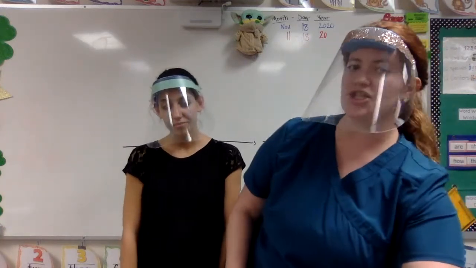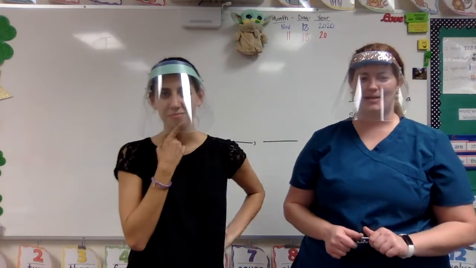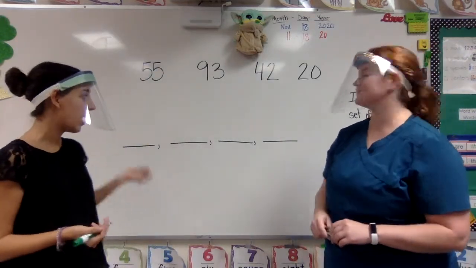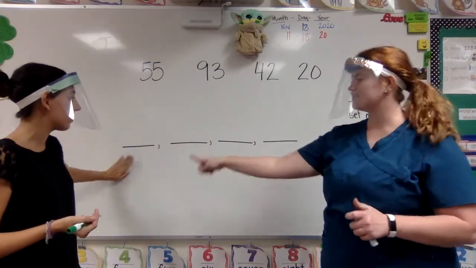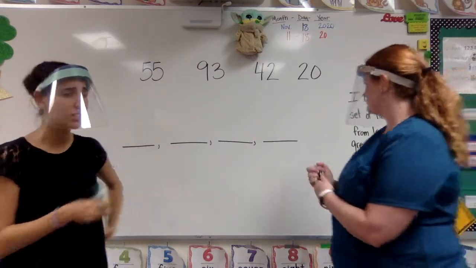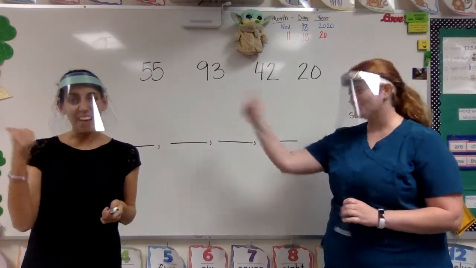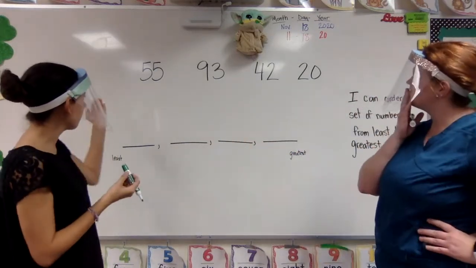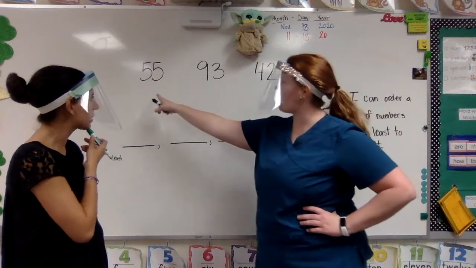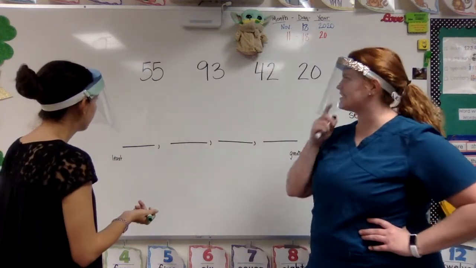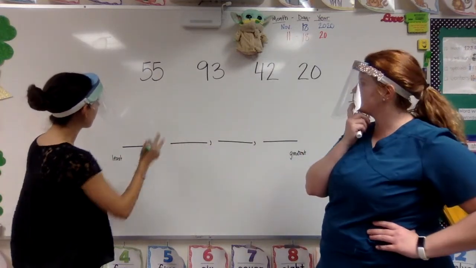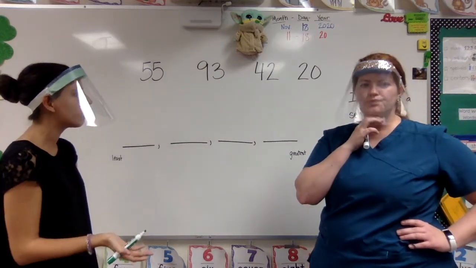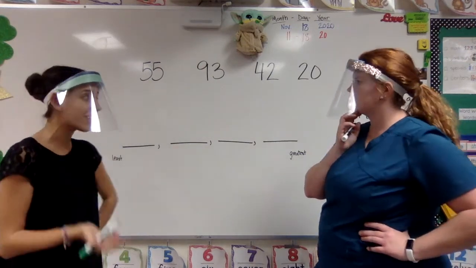Let's go ahead and get started with our first set of numbers. Okay, we have 4 numbers on the board right here, and we're going to order them from least to greatest. Remember, least goes on the left side to make sure that it's the smallest. Well, I'm looking at my numbers up here, Miss Lime, and 55 is first, so is it the least? Well, I have to look at the tens place in each of my numbers, and I see these are all different, so it might not be the least amount.